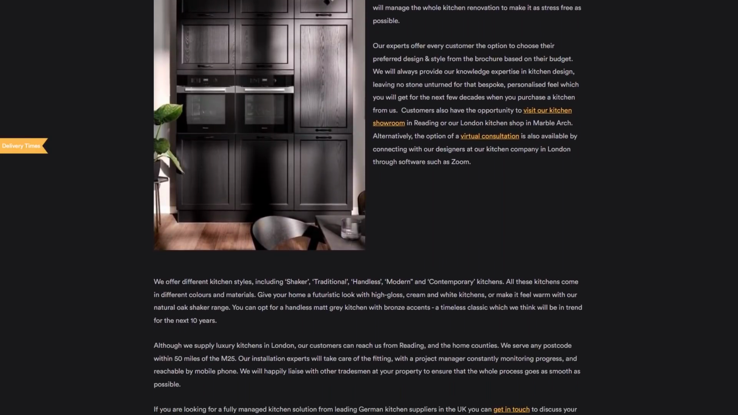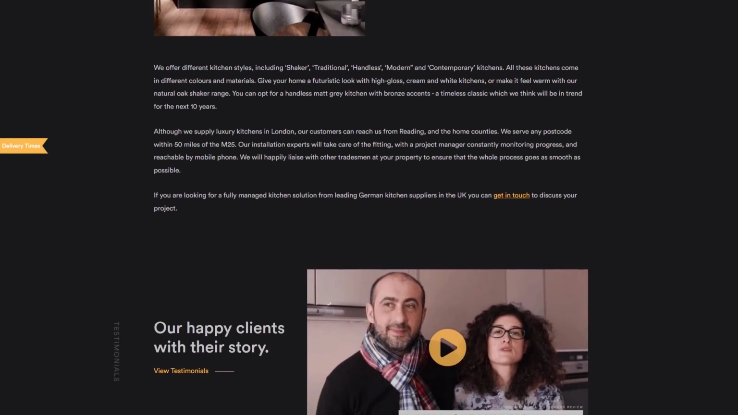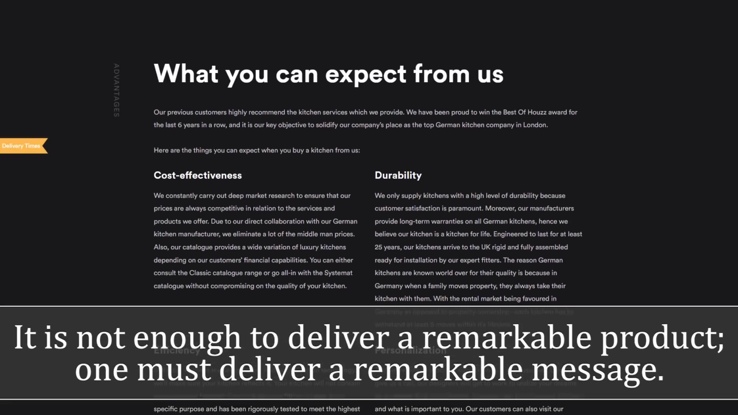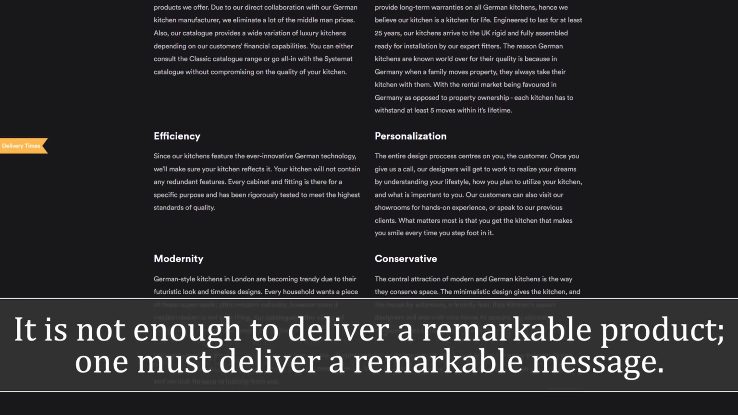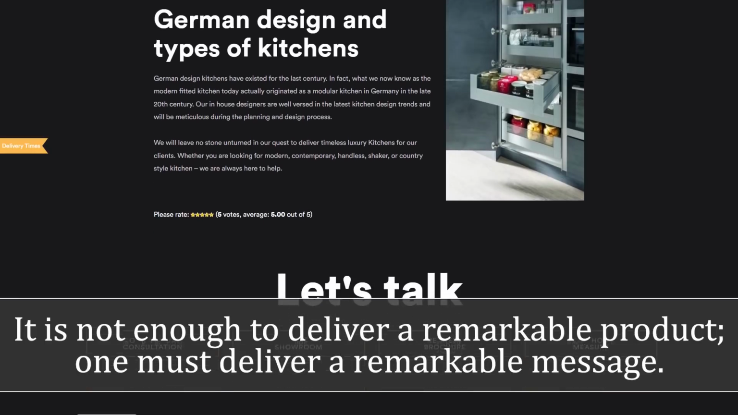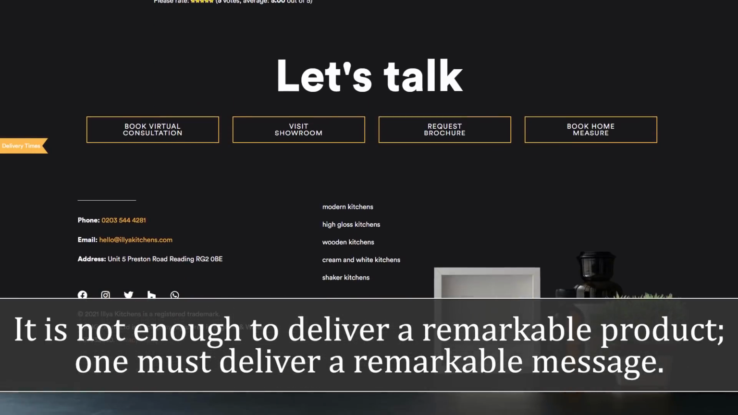Now, I happen to be very impressed with the actual work of Ilya Kitchens. They're beautiful, and they've won award after award. The danger that Ilya faces is a danger that you face. You may be so focused on delivering a remarkable product that you undermine yourself by not knowing how to deliver a remarkable message. So what can we do?